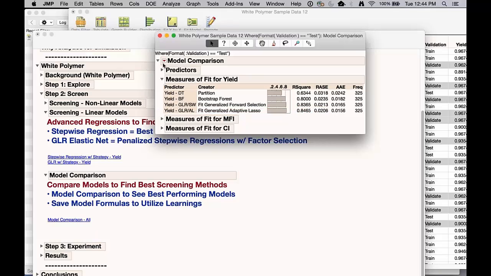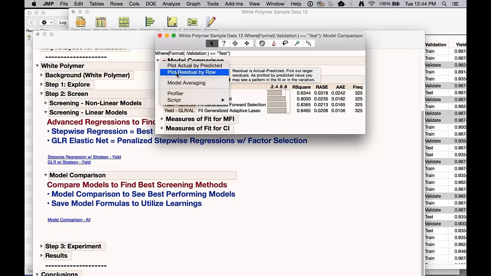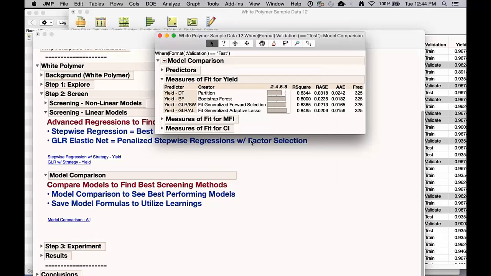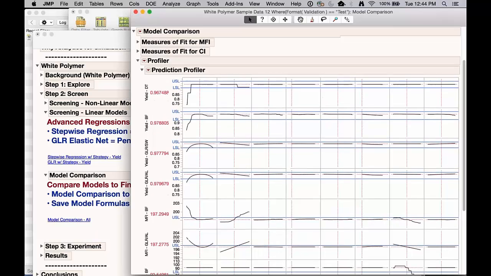That's one way of looking at it. Other ways I can look at it is I'm going to look at the profiler. Take a look at the profiler. Okay. So here's the profiler.